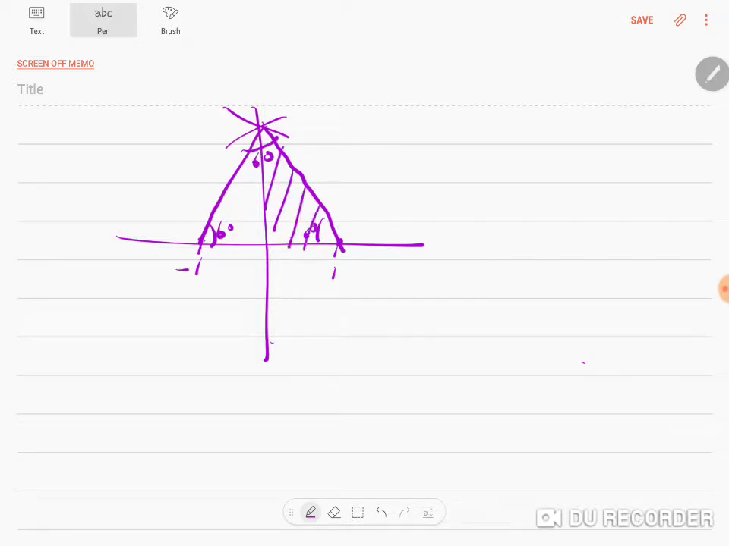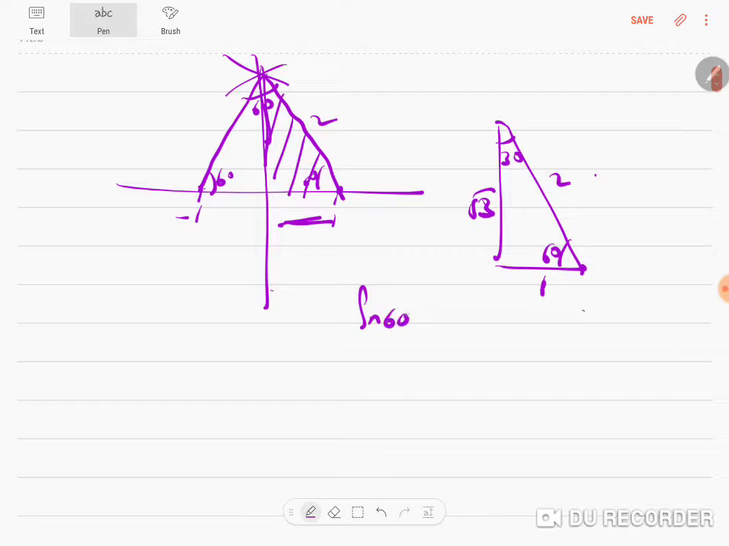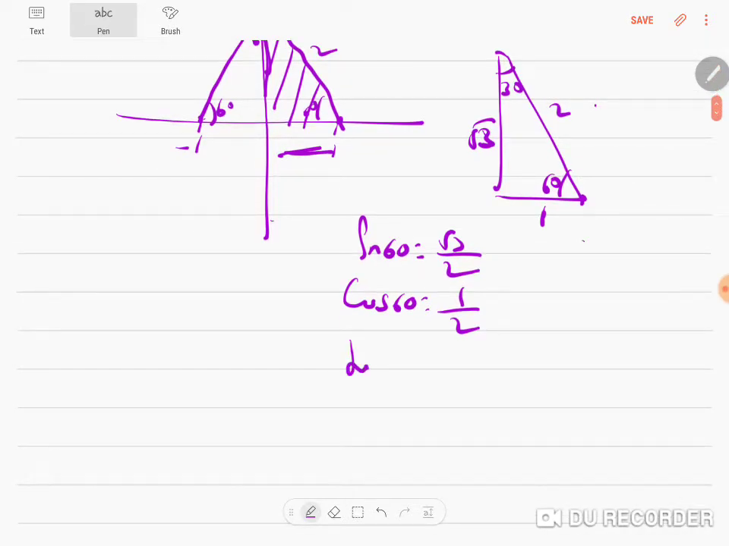Now cut this across into 2. Take this cut piece here: this is 60 degrees, with 1 unit here, 2 units here and a √3 here, according to Pythagoras theorem. The angle here will be 30 because we have cut the 60 into 2. So sin 60 is opposite by hypotenuse, which is √3 by 2. Cos 60, which is adjacent by hypotenuse, is 1 by 2. Tan 60, which is opposite by adjacent, is √3 by 1.